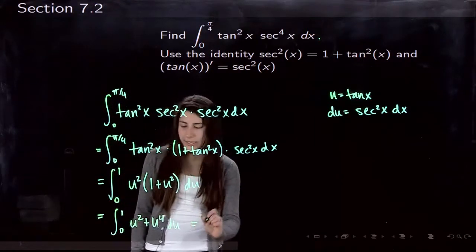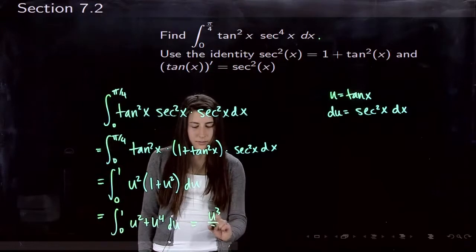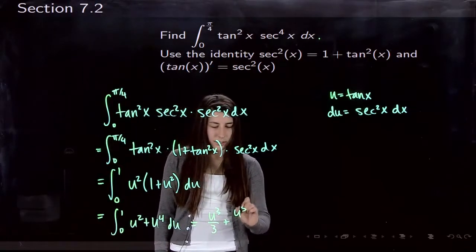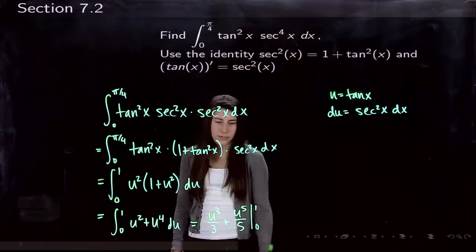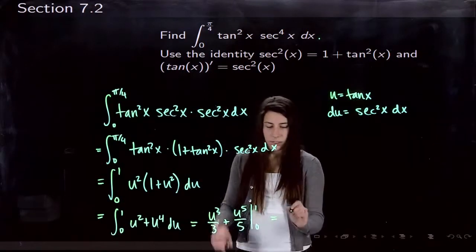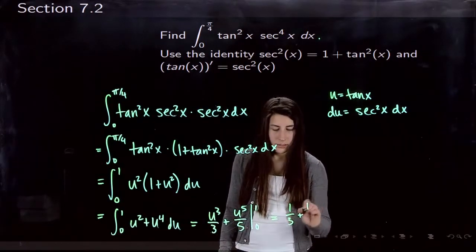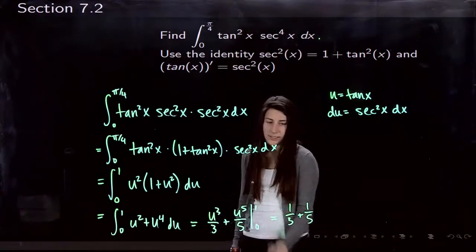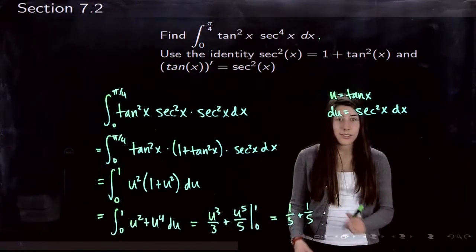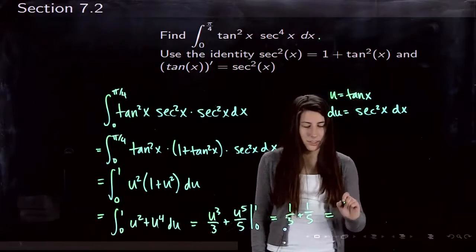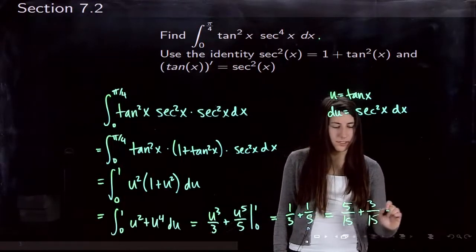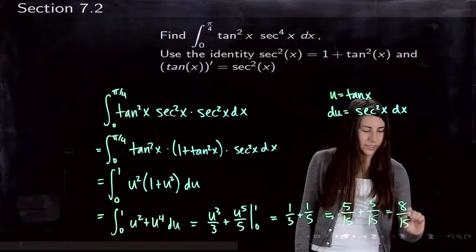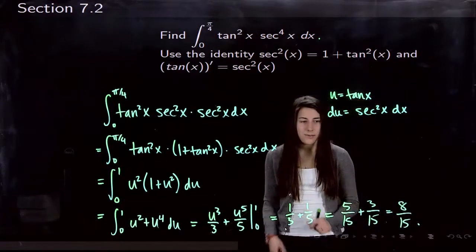Doing that integral, we get u cubed over 3 plus u to the fifth over 5 from 0 to 1. So that's just 1/3 plus 1/5 minus 0. So if we wanted to, we could combine this fraction to be 5 over 15 plus 3 over 15, which is 8/15, which would be our final answer.